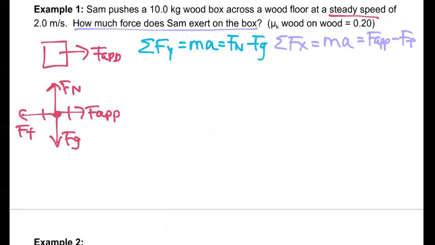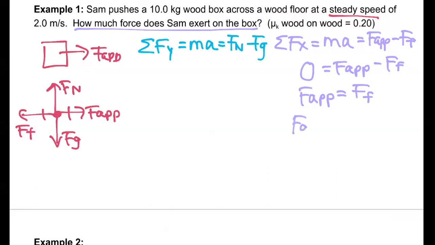So I'm going to mess with this side first. Since we're moving at a constant rate, my acceleration is 0, so that whole side becomes 0, which gives me force applied minus force friction. So if I want to solve for my force applied, it is equal to my force friction. Now, really, what does force friction equal? We don't have this information, so we need to substitute this in.